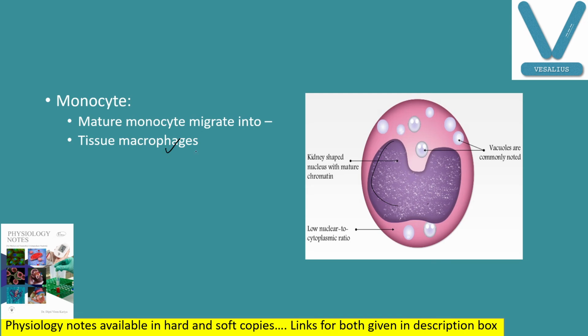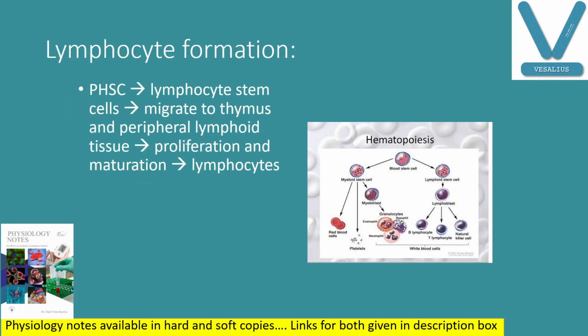And when this monocyte migrates to tissue, it forms tissue macrophage, and it forms a part of the tissue macrophage system, or it is also known as reticuloendothelial system or monocyte macrophage system. Both are the same. This is the synonym of monocyte macrophage system. Last one, that is lymphocyte.